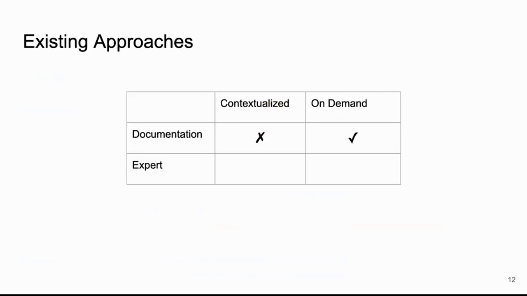So we see that on the scale of how available it is, as I said, as long as you have an internet connection or own the book, it is available on demand. But the problem is that this information is not contextualized. It's hard to get exactly what information you're trying to find if it's just these general forms.